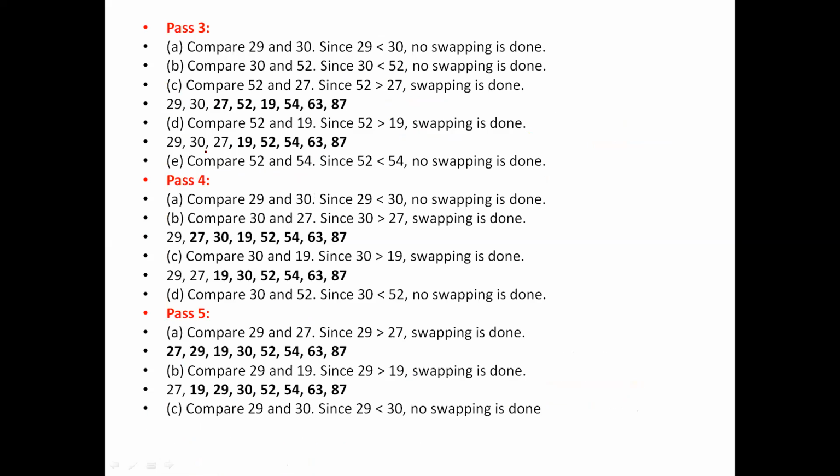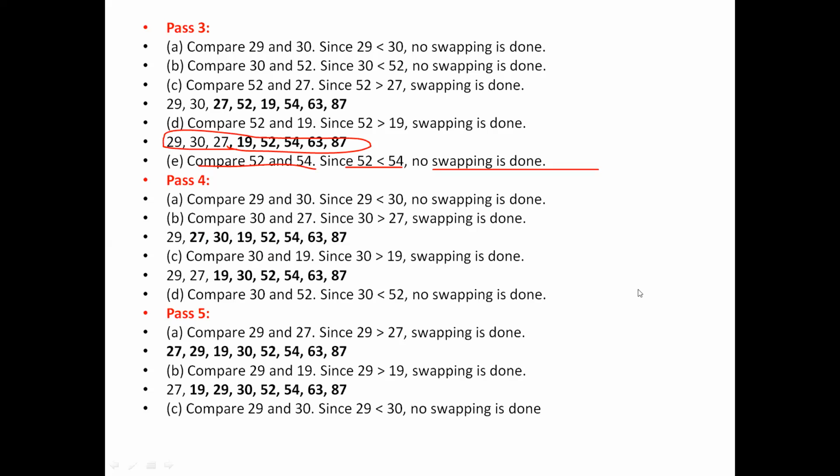So at the end of pass 3, what happens? Compare 52 with 54. Since 52 is lesser than 54, no swapping is done. So this is the actual output of pass 3. Like that it goes on. The highest element will move to the right side of the array.